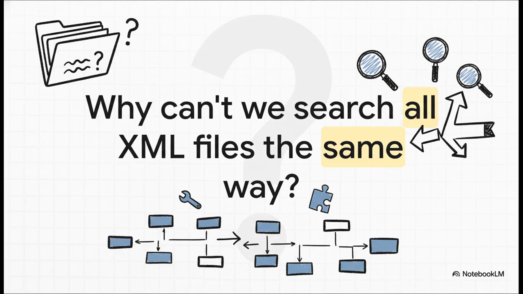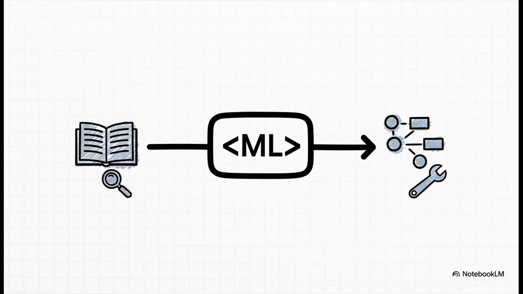Okay, so let's get right to the heart of it. We all think of XML as this standard. So why on earth isn't searching it standardized too? Why can't we just have one way, just one single method to find what we're looking for, no matter what XML file we're dealing with? Well, the answer is actually kind of simple.